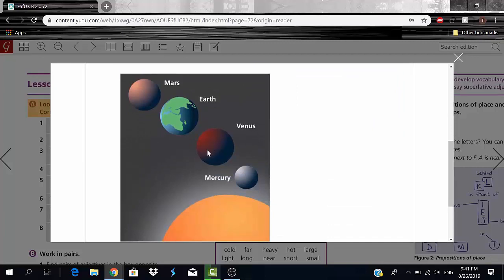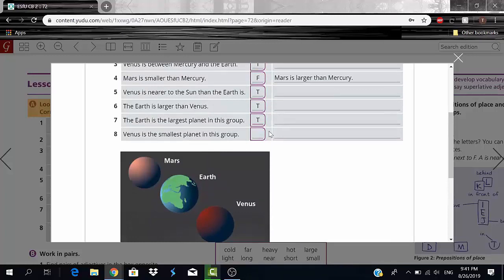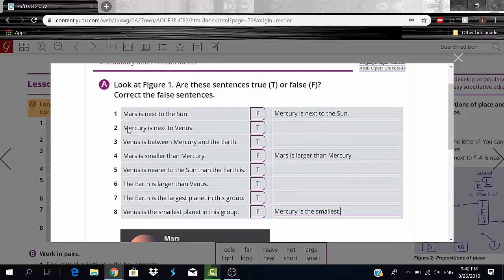And finally, we have Venus is the smallest planet in this group. Venus is not the smallest planet. That title goes to Mercury. So that means that is false, and we're going to have to correct it. So what are we going to say, you guys? We're going to say Mercury is the smallest. That's it. Yeah, we can just stop here. Mercury is the smallest. Okay? Simple exercise. Now let's move on.